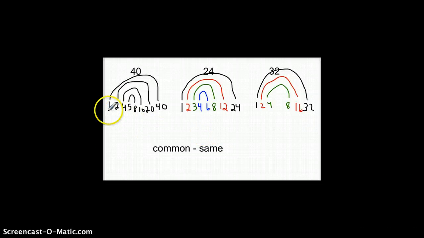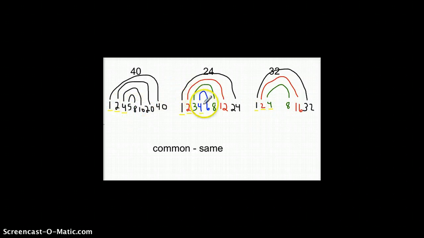So we're going to start all the way to the left with 1. There's a 1 here, a 1 here, and 1 here. So that's a common factor. A 2, a 2, a 2. So that's a common factor. A 4, a 4, a 4. That's a common factor. Notice we're skipping this 3. That 3 is not a common factor because 40 doesn't have one.